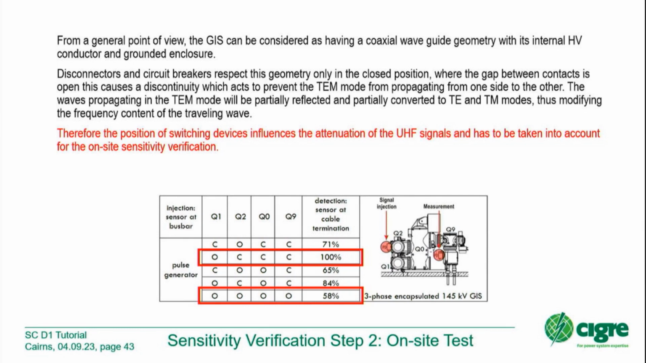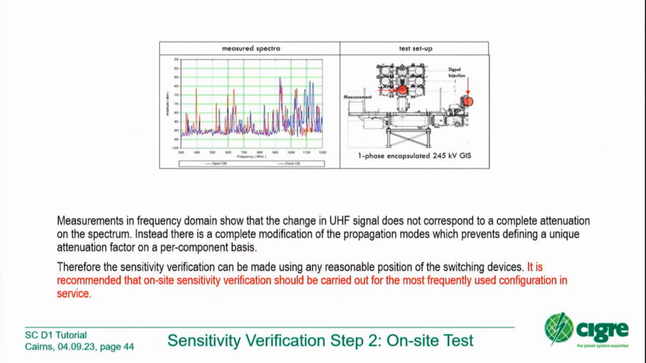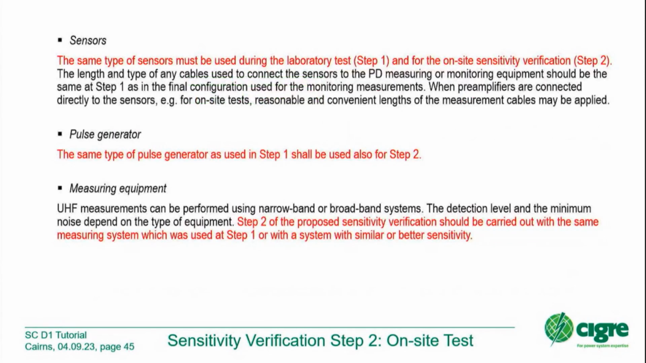If we inject the signal here at the busbar, and we have the switching position open, close, close, close, we end up with 100% at the PD instrument. If we have the switching arrangement of open, open, open, open, we end up with only 58%. So for the sensitivity verification step 2 on site, the working group really recommends doing this with a typical switching arrangement in operation. Otherwise, you have different results for the sensitivity verification step 2. This will conflict with the basic ideas of this technology. Similar with the frequency domain using spectrum analyzers.